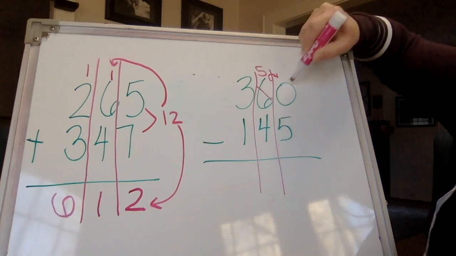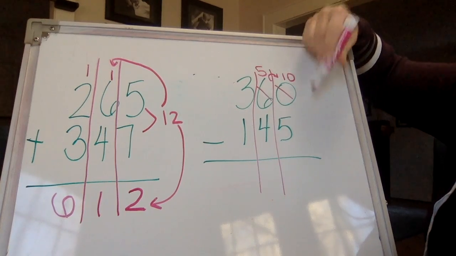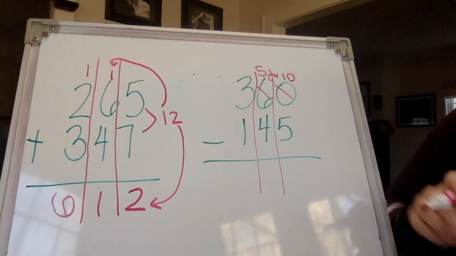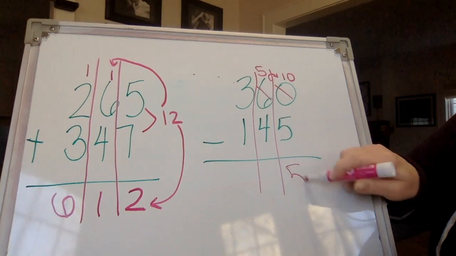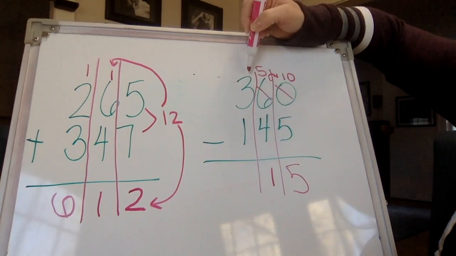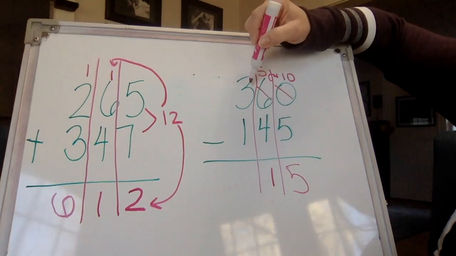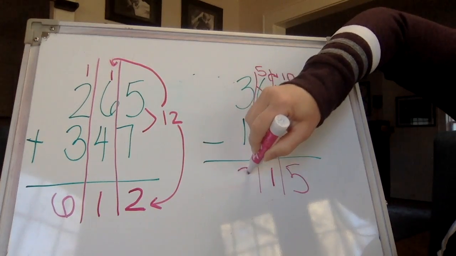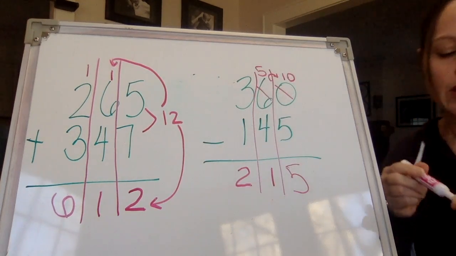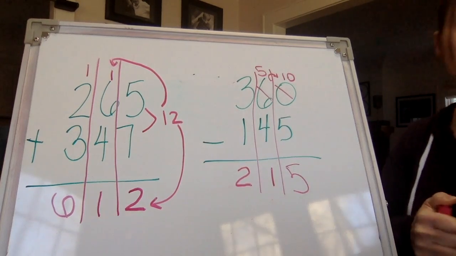And I'm going to bring that 10 over. 10 plus 0 is 10. Now I have 10 minus 5. What does 10 minus 5 equal? That's right, it's 5. And 5 minus 4 is 1. And then to my hundreds, I didn't need to regroup here because I had enough. So now my hundreds, 3 minus 1 is 2, making the answer 215. Let's do another one.